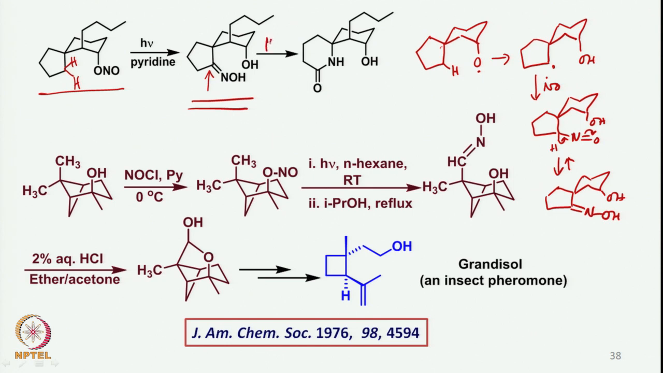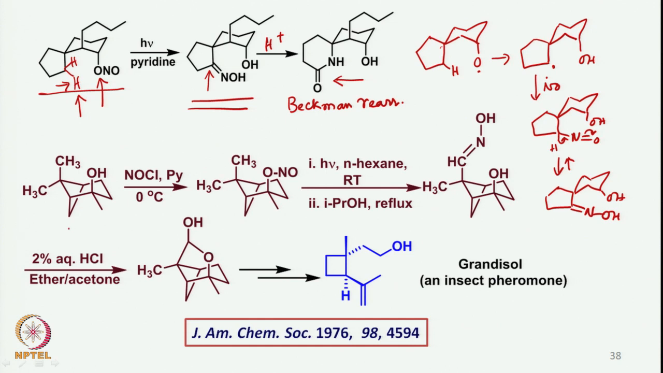Now if we carry out the Beckmann rearrangement under acidic conditions, then we can get this particular lactam. So this is a very interesting method for functionalizing a carbon atom which is remotely placed. Due to the proximity of the oxygen radical coming from this particular part of the molecule and the corresponding hydrogen which is approachable, one can functionalize at the unfunctionalized carbon atom.